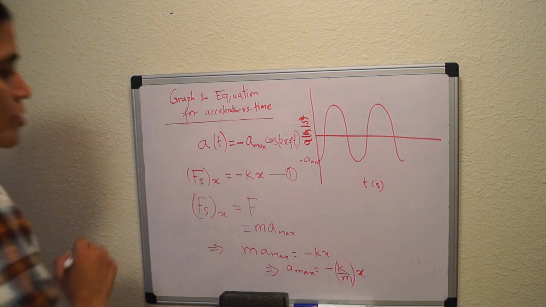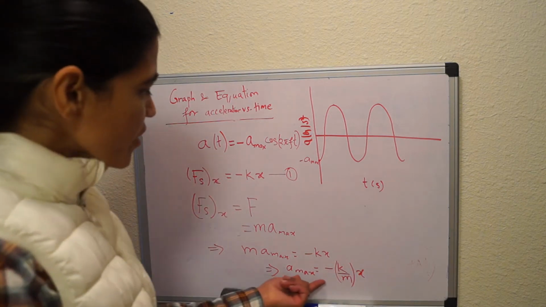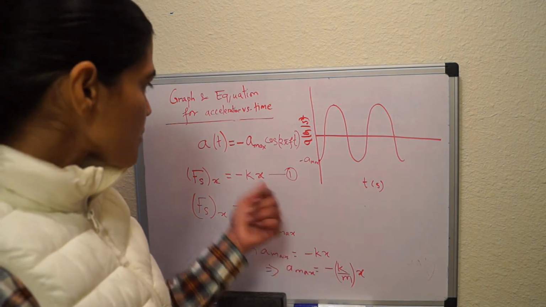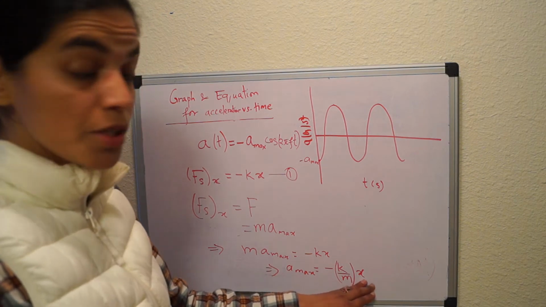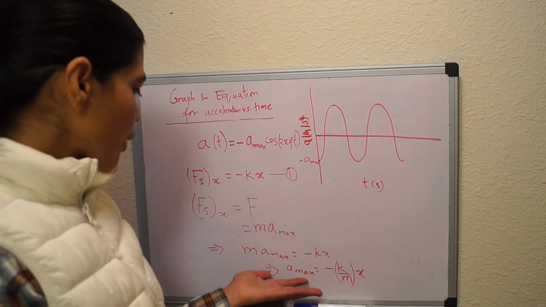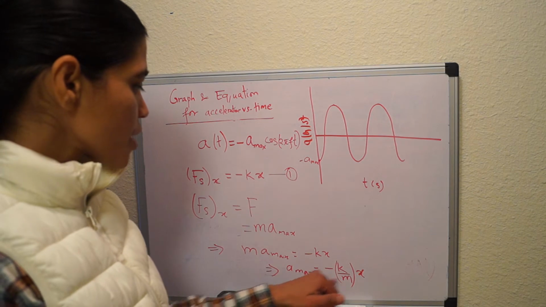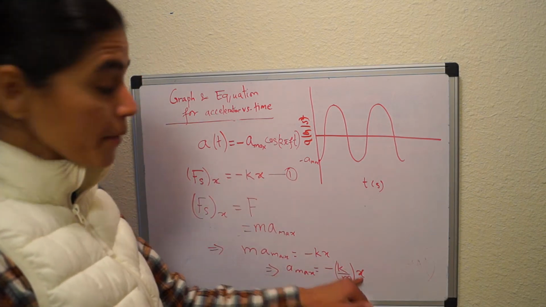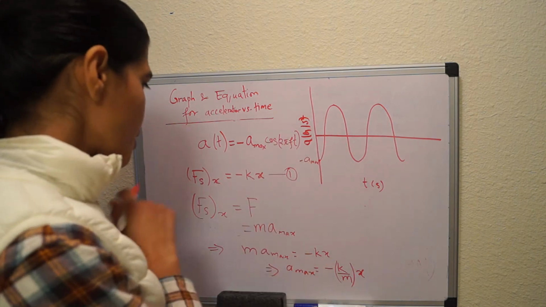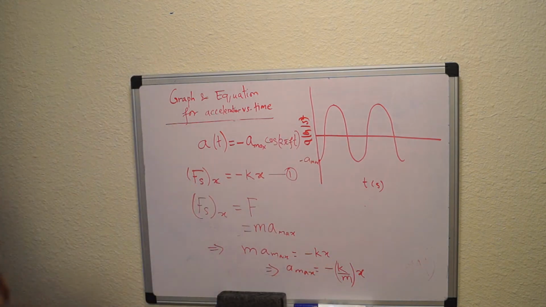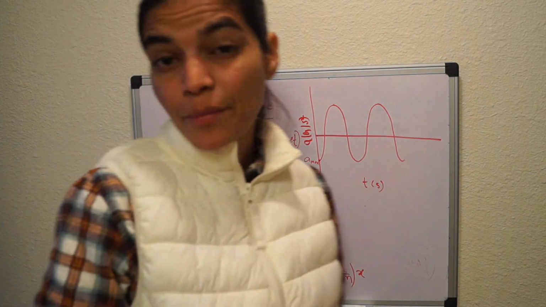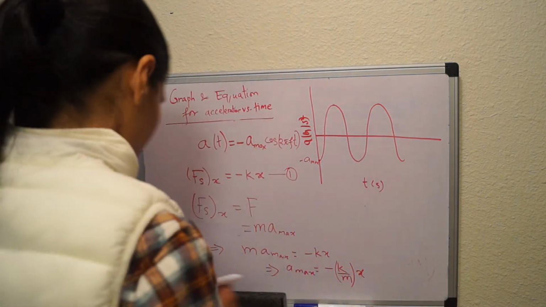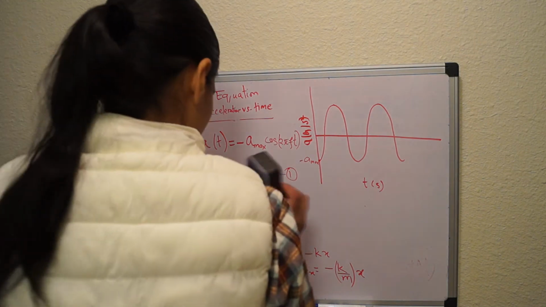Minus k divided by m times x. Alright? So you see, maximum acceleration is proportional to the position, and also force is proportional to the position, okay? However, if we look back at the velocity versus time graph, velocity is not proportional to the position, okay? So that's something important to think about.